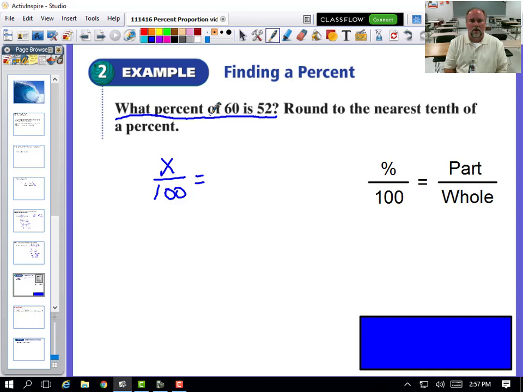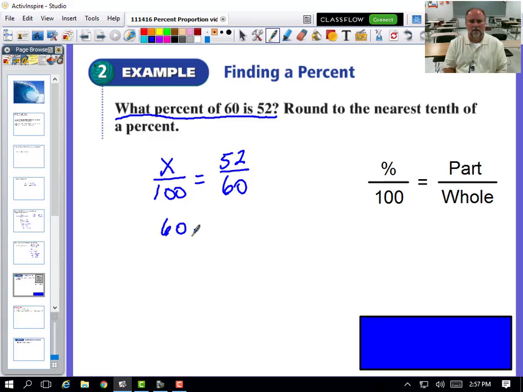And now we look at our of and our is. Of 60 is 52. So that tells us the 52 is our part and the 60 is our total. Or we can substitute the word part in for what percent. And it says part of 60 is 52. Again, that is referring to the part. So now we cross multiply.